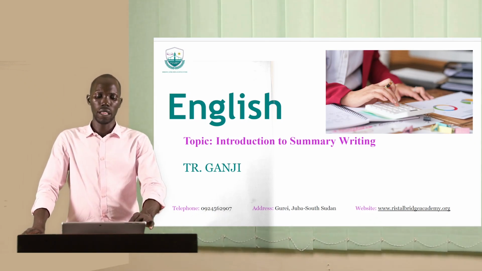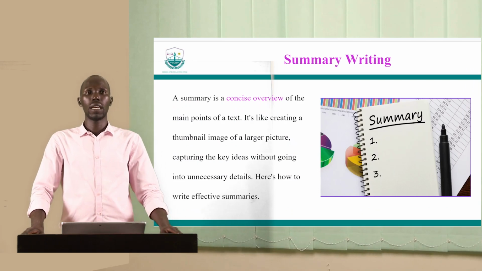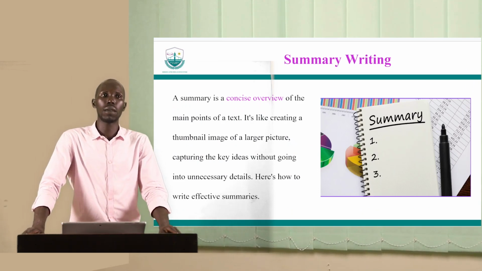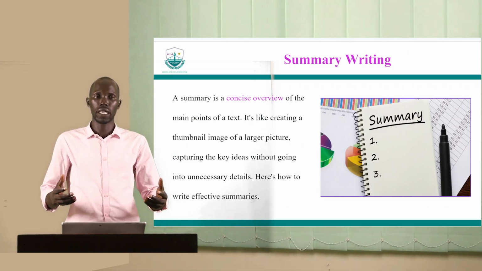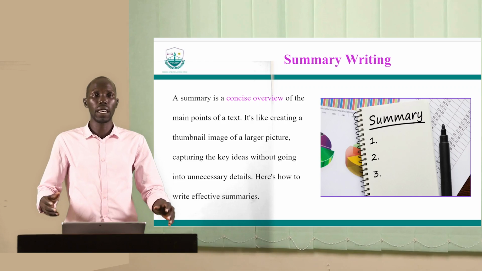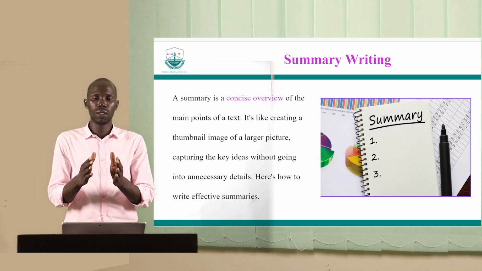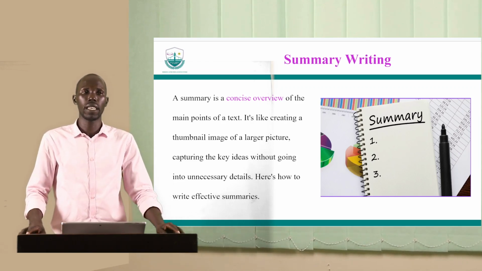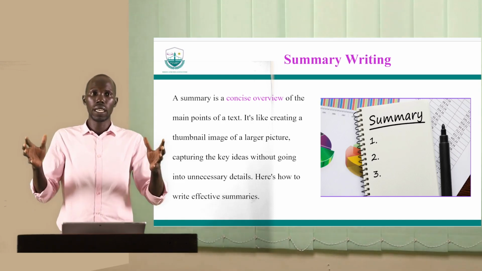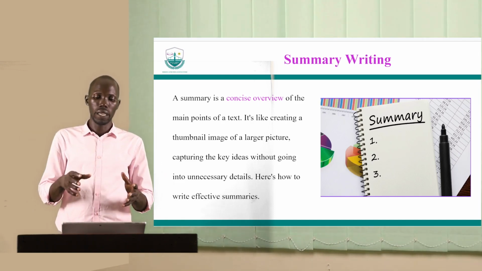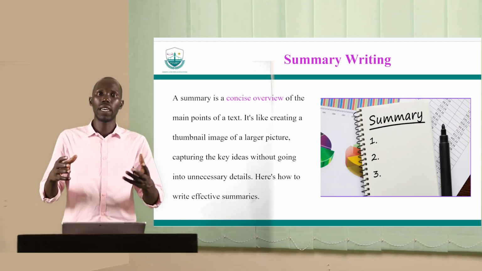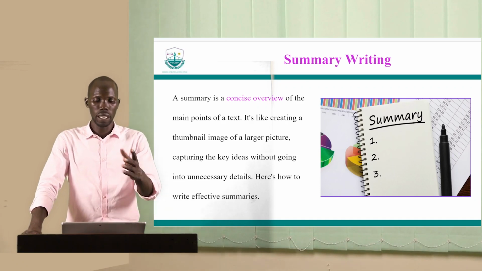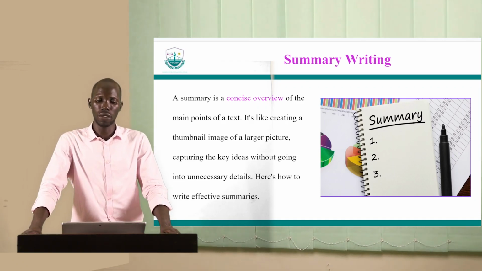Now, before we go further, we need to know what summary is. A concise definition of a summary is a reduced version of an original text, a text that might be lengthy. By the fact that we reduce this bigger text into a smaller size and we maintain the original ideas that are said in the text, we are summarizing. So one can say a summary is a concise overview of the main points of a text.